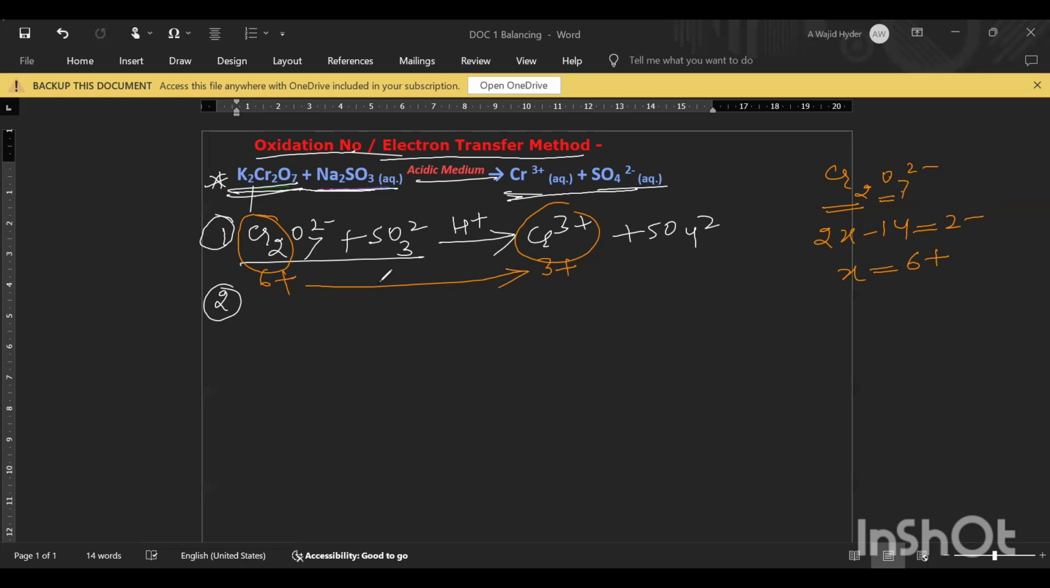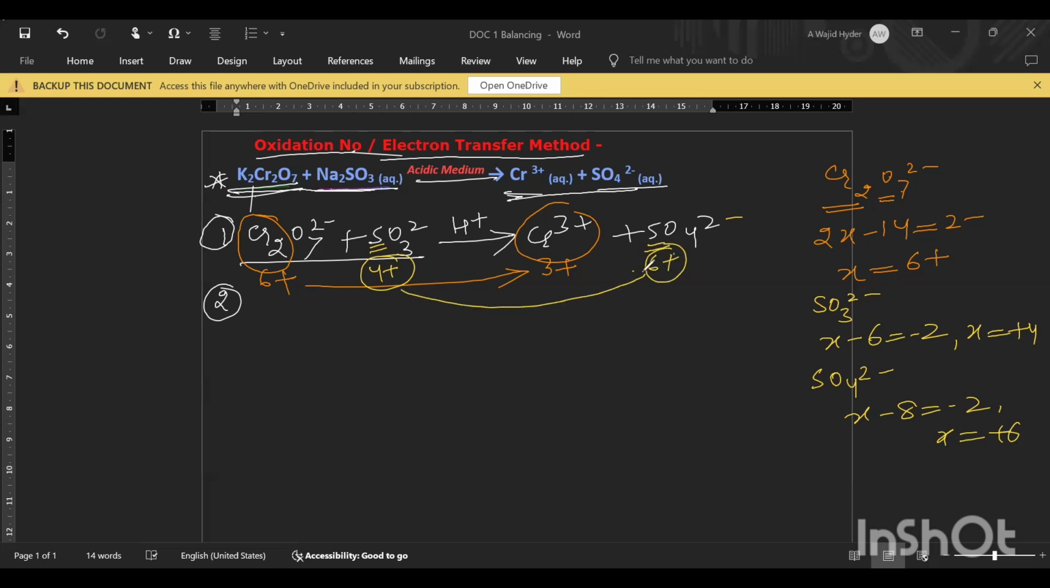Here, what oxidation state is the sulfur showing? So calculate it, SO3 2-. That is x minus 6 is equal to -2, so x will be equal to +4. So here the oxidation state of this sulfur is +4. And what oxidation state the sulfur is showing here, that we need to check. SO4 2-. So x minus 8 is equal to -2, so x will be +6. So here the oxidation state of sulfur is showing 6+.